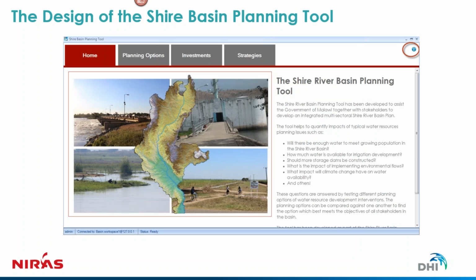So when the user is accessing this planning tool, it will open up the home page, and that is basically the landing page view when the application is starting. The main tabs of the application are shown on the top here, and there are only 3: planning options, investments, and strategies. For investments, you could also say interventions.